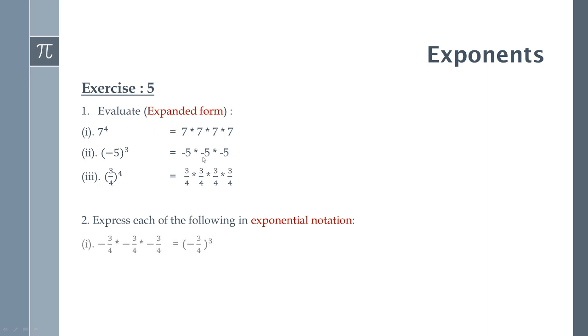Let's see the first question. Minus 3 by 4 into minus 3 by 4 into minus 3 by 4, that is nothing but minus 3 by 4 to the power of 3. Second question, minus 5 into minus 5 into minus 5 is equal to minus 5 to the power of 3. Now coming to the third question, express each of the following in exponential notation. Previous one was an exponential notation. This one also is an exponential notation only.